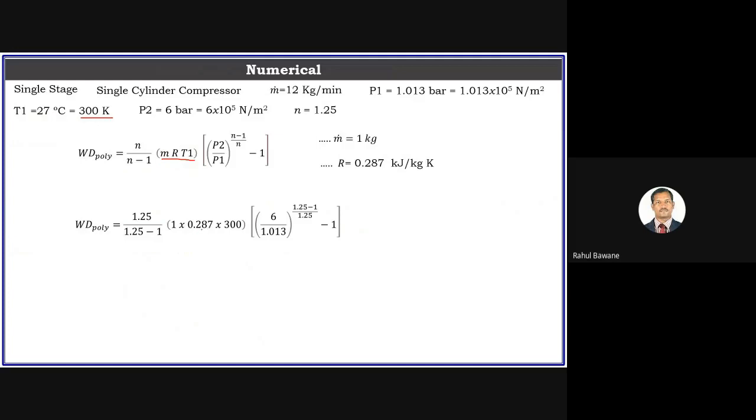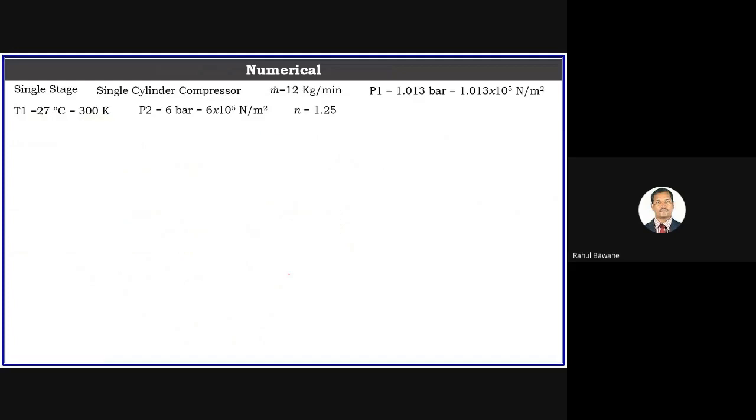Now put in all the values. We know n, the mass is 1, then this is our characteristic gas constant in kilojoule, then temperature in Kelvin, then the pressure ratio. We can put it directly as 6 upon 1.013 in bar. Then the powers, and after calculation we find that the polytropic work done is 183.94 kilojoule per kg of air.